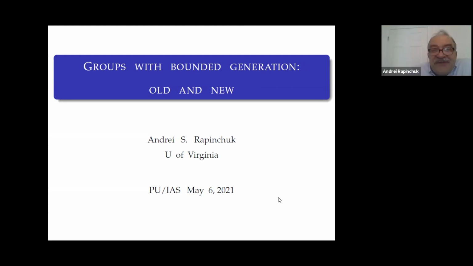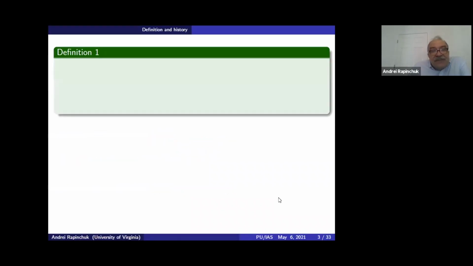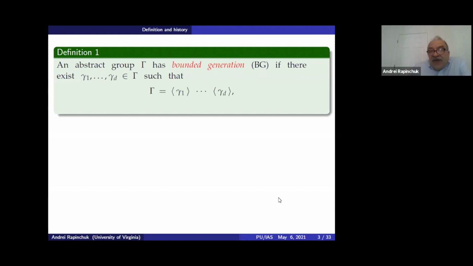Thank you very much for the invitation, and in fact for the opportunity to discuss one of my favorite topics, groups with bounded generation. So let's go straight to the definition. An abstract group gamma is said to have bounded generation property if there is a finite collection of elements in it, not necessarily distinct, such that the group itself can be written as a product of the cyclic subgroups generated by those elements.